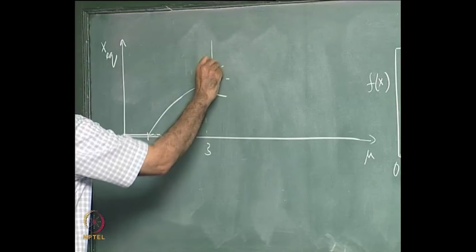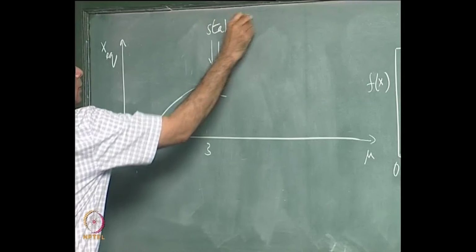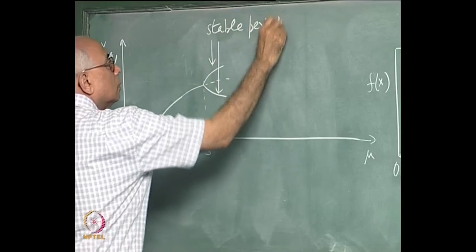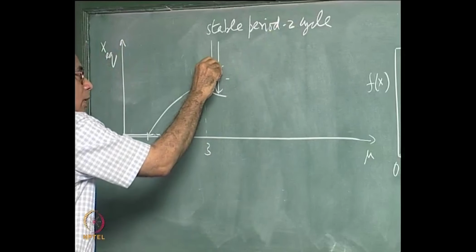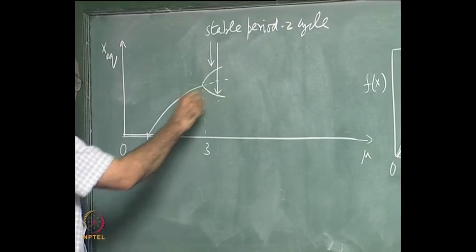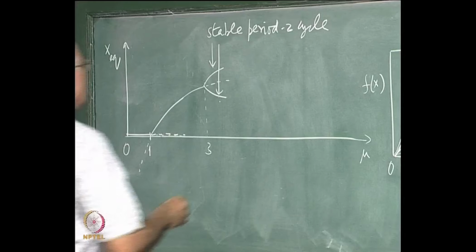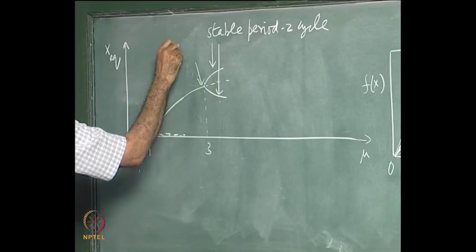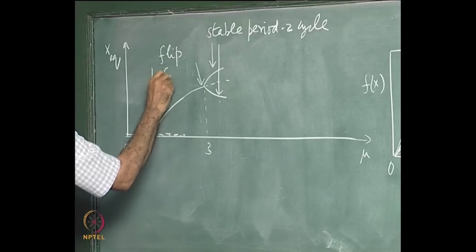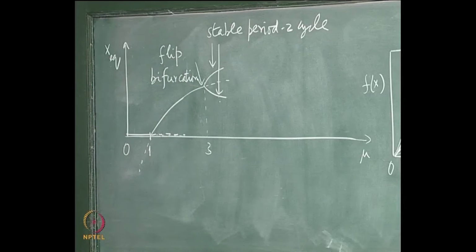So this guy here, this and this, is a stable period 2 cycle, and the system asymptotically flips between this value and that, okay. And this kind of thing is called a flip bifurcation. So at mu equal to 3 you have a flip or a period doubling bifurcation because the period has doubled.